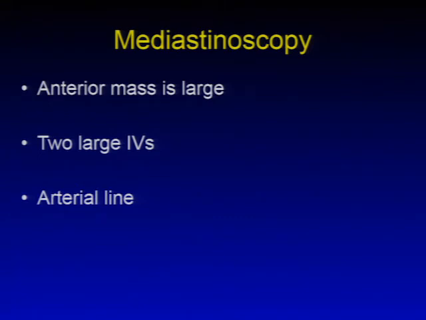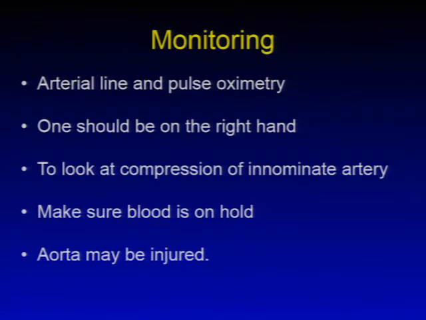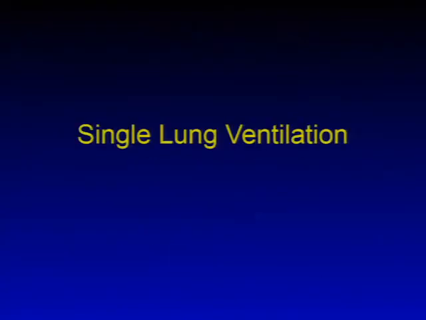The main point is to say good access, blood on hold, okay, because one of the complications of a mediastinoscopy is they might sample the aorta instead of a lymph node. The aorta may look like a lymph node, or they might do it by accident. So blood on hold, and additionally, it's good to have either a pulse oximeter or an arterial line on the right-hand side. Again, this is just sort of a review of what we just discussed. Make sure that the blood is on hold because the aorta may in fact be injured in these cases.